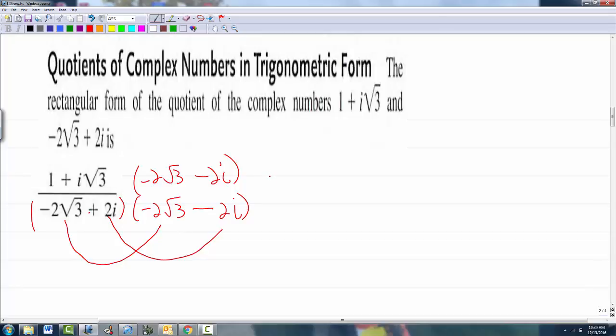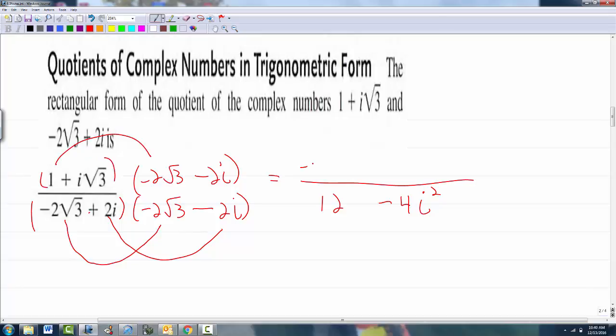I don't know what I can do to get you guys to figure this out. What's -2 times -2? 4. What's root 3 times root 3? 3. 3 times 4 is what? 12. All right? And then what's 2i times -2i? Let's just write it. -4i squared. But what is that going to become? Plus 4. And then it's going to become 16 on the bottom. We'll write that later. All right, the top's annoying.